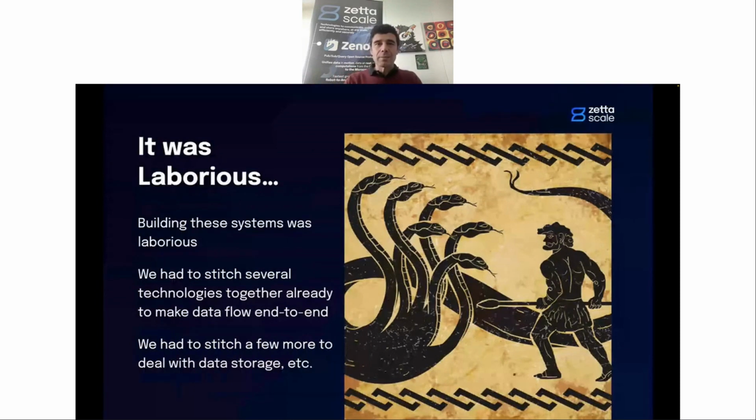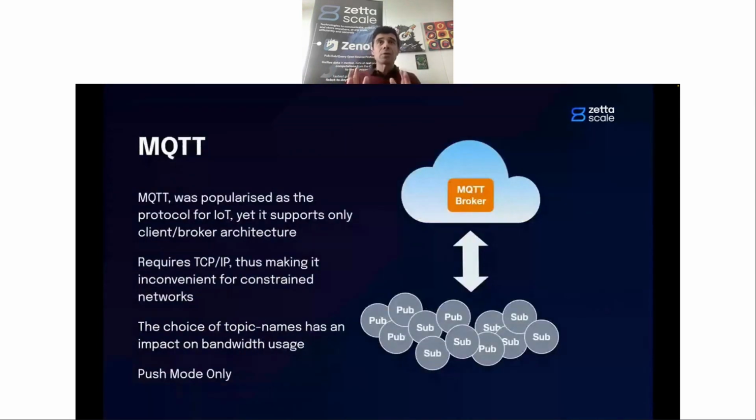So let's take as an example MQTT, because you could say, well, you could solve this problem with MQTT. But then what was the problem? Well, in spite of MQTT being popularized as an IoT protocol, this protocol supports just one, let's say, communication architecture, which is the client to broker. So you can have pub and sub, whose communication is mediated by a broker, and MQTT, the basic protocol, only works on TCP/IP, okay? So already the fact that MQTT relies on TCP/IP makes it undesirable for running on low-power networks because the overhead is way too high.